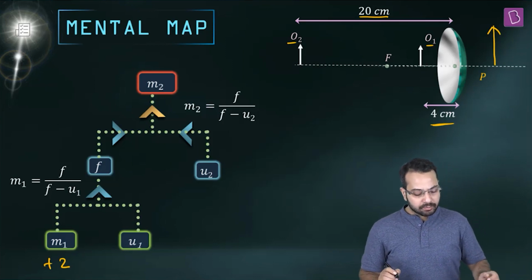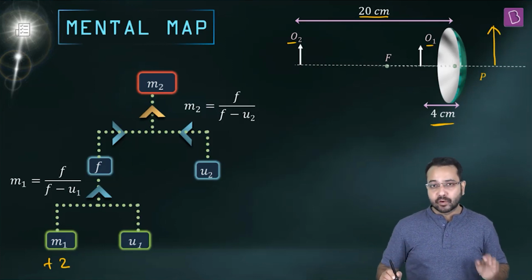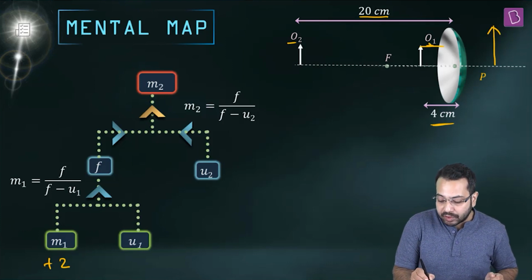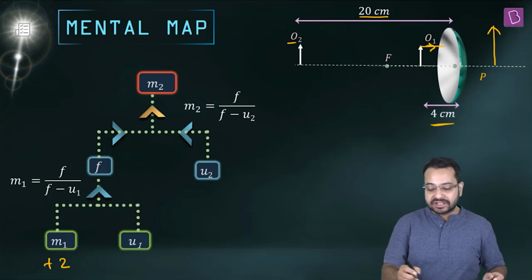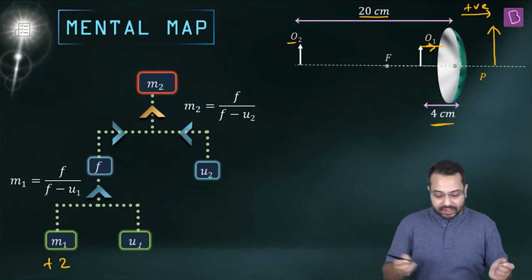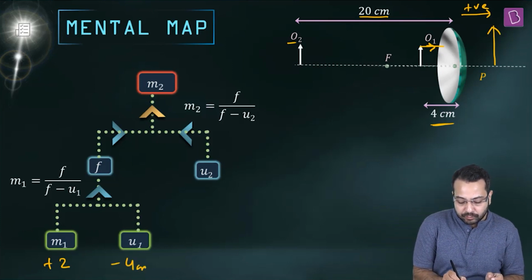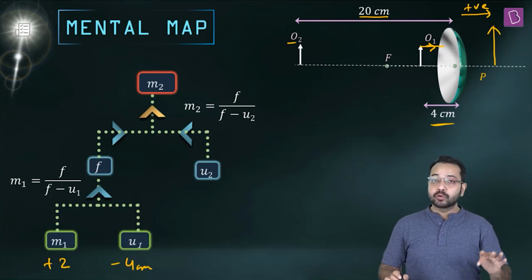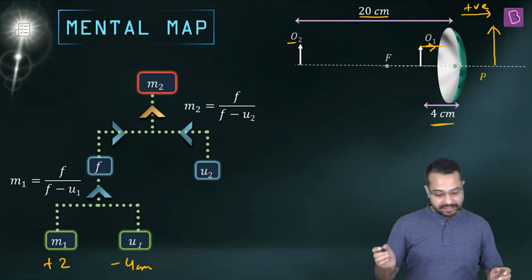Done. Now what about u1? u1 is 4 centimeter, but the sign convention is also going to get involved. I'm going to take the positive direction in the direction of incident light. So I'm going to take this direction as positive. From here I can see very easily that u1 will be -4 centimeter. Great. So I know m1, I know u1. Can I calculate f? Of course I can.